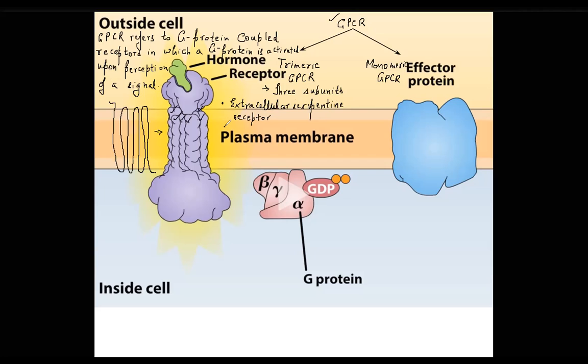Alpha, beta, and gamma subunits. 3 subunits. Which are the 3 subunits? The 3 subunits present are alpha, beta, and then the gamma subunit. Monomeric GPCRs are the ones which bind to only a single GTPase switch protein.